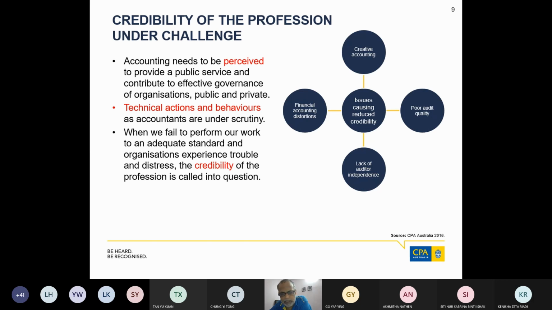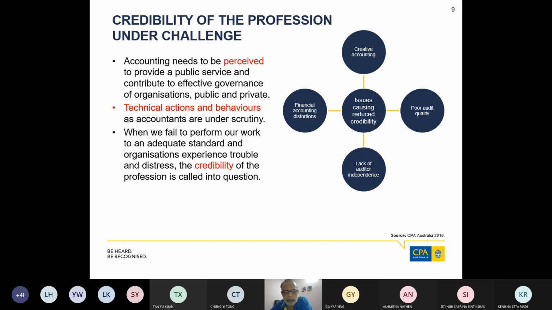It's not a problem just in Malaysia, it's a worldwide thing. Just Google and you will see so many accounting scandals in the UK, in Australia, in Canada, in New Zealand, in South Africa, you name it. So what I want to say is it's not unique to Malaysia. Accounting needs to be perceived as providing a public service and contributing to effective governance of organizations, both in the public sector and private sector. Public sector, as I've said, in the context of Malaysia, refers to the government sector.